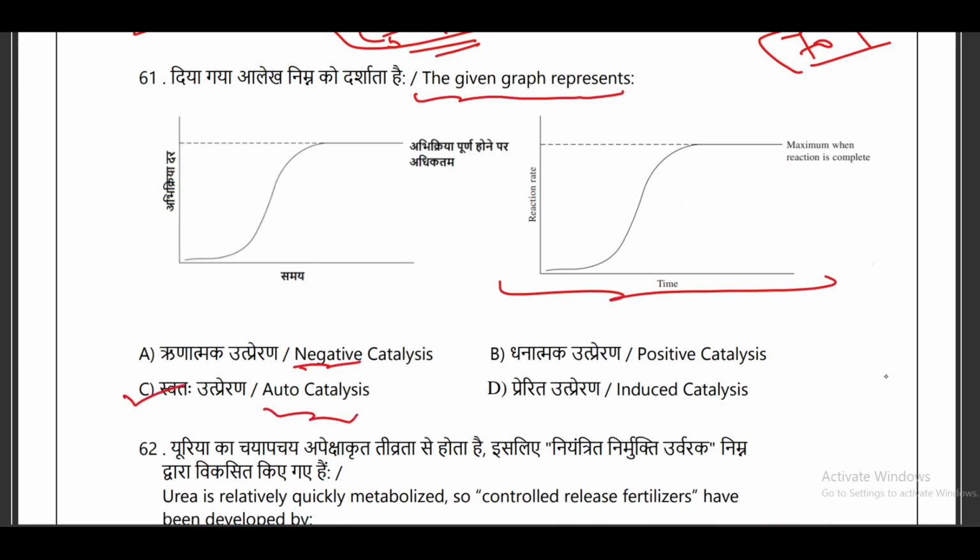Actually, in autocatalytic reactions, the reaction product itself acts as a catalyst for the reaction. As the reaction progresses, the rate of reaction accelerates due to the increase in concentration of product. There will be a stage at which a reactant is consumed completely, and in that case your rate of reaction will be constant. So this is the example of autocatalysis, and option C is your correct answer in this question.